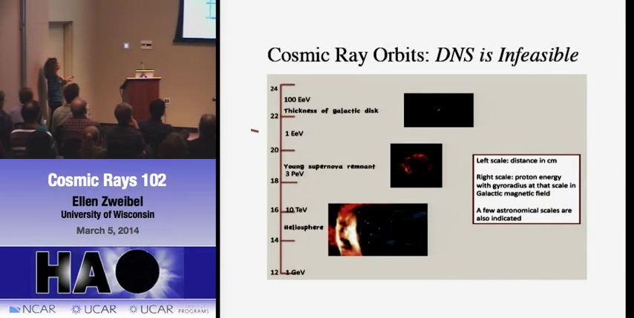And here are gyro radii of cosmic rays of different energies in a microgauss field. And you can see that the young supernova remnants, if they're associated with anything, the 3 PeV cosmic rays are maybe associated with young supernova remnants, a similar characteristic size. TeV, we're going to the heliosphere. And above about 10 EeV, so an EeV is 10 to the 18 electron volts, the gyro radius is bigger than the galactic disk. So the highest energy cosmic rays cannot be confined by the galaxy.